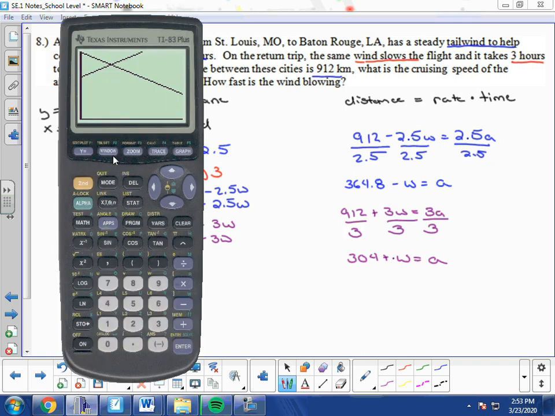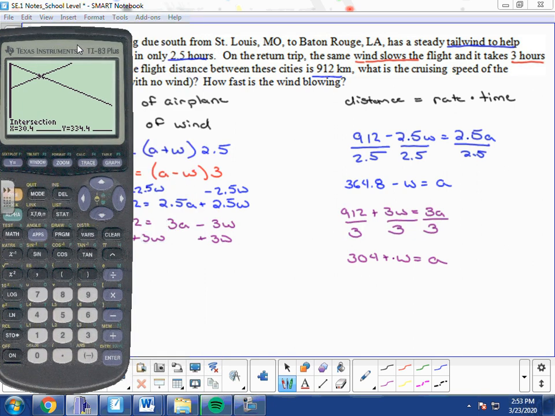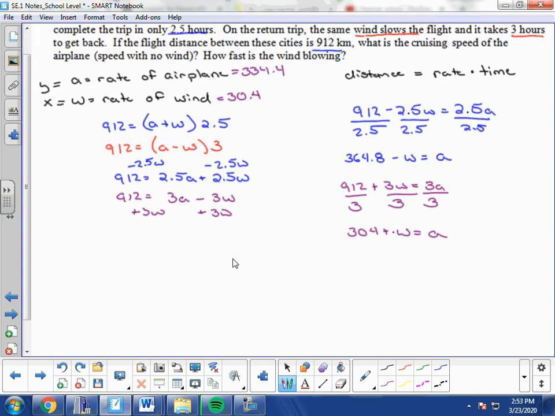So now as I take a look at the graph, I can find second trace. I can find that intersection. Enter on the first curve, enter on the second curve, and there's my intersection. So what this gives me is x, which we said was w, is 30.4, and y, which we said was a, is 334.4. So let's go back to the context of the problem.